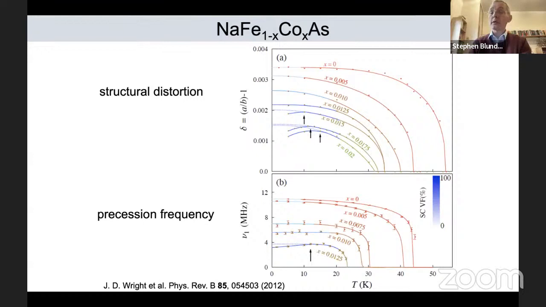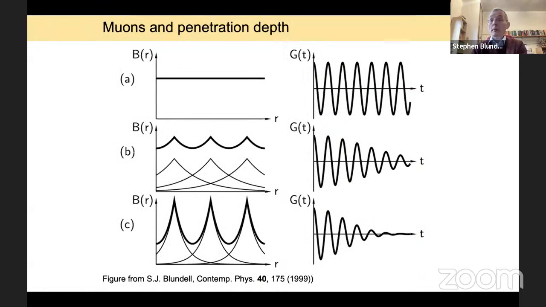But muons are also useful where you have superconductors, and just to briefly explain why that is, if you apply a magnetic field to a normal metal, the magnetic field is the same all the way through the sample, and then your muons will just precess with some frequency. But if the sample is superconducting, you will have a vortex lattice, which means that field will penetrate at particular positions, and that means that the internal field will oscillate inside the sample. That means that some muons will land on the vortex core and they will precess quite fast.